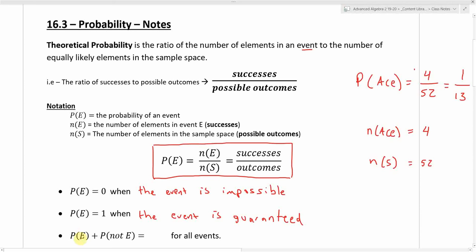The probability of an event happening plus the probability of it not happening has to add up to 1. No matter what the event, the probability that it happens plus the probability that it does not happen would be equal to 1, guaranteed.